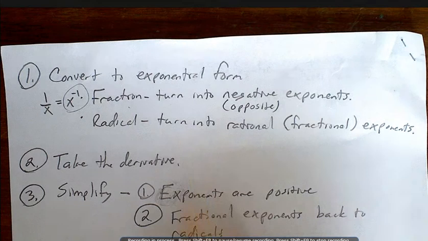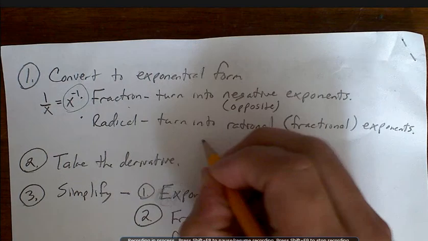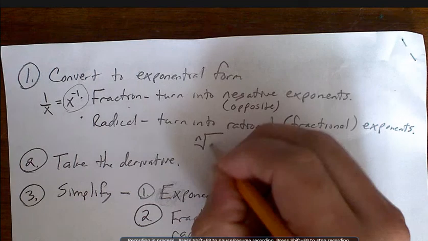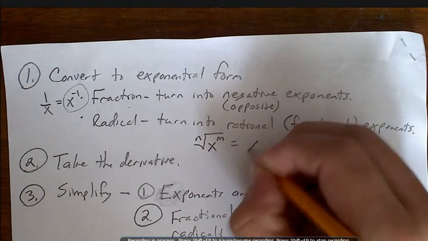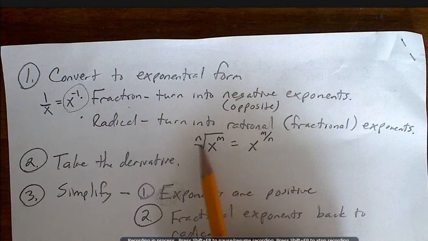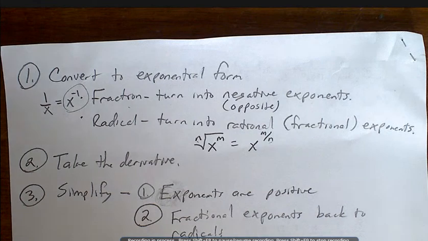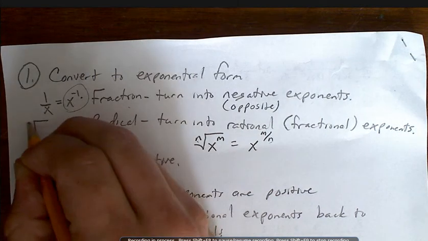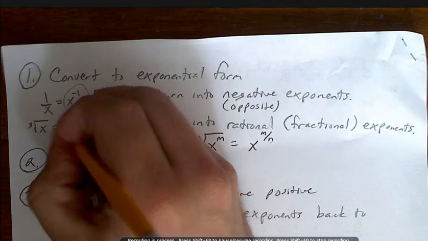Any radical, turn a radical into a fraction exponent. Now the way we do this is, if I'm taking the nth root of x to the m, this is the same thing as x to the m divided by n. So my root, or index, the nth root, is the denominator of the fractional exponent. So if in your function you have, say for example, the cube root of x, convert this to an exponential, x to the 1/3 power.